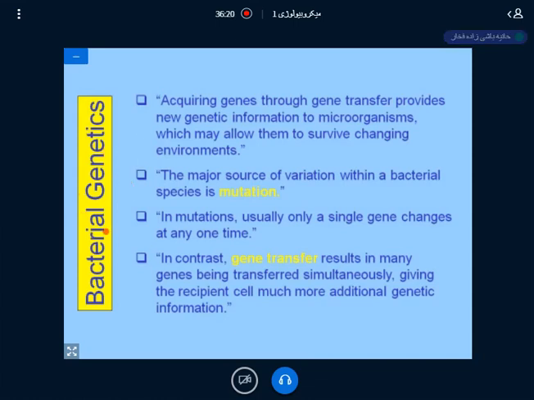Bacterial genetics. What is this bacterial genetics? Acquiring genes through gene transfer provides new genetic information to microorganisms. They change with environment. The major source of variation is mutation. You know mutation? What is mutation? In mutation, usually only a single gene changes at any one time. In contrast, gene transfer results in many genes being transferred simultaneously, giving the recipient cell much more additional genetic information.